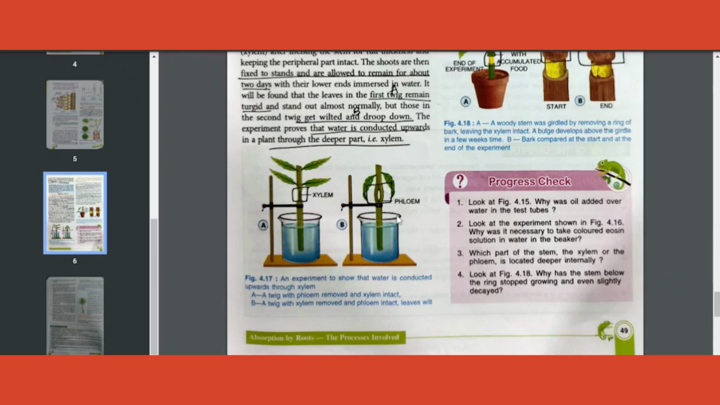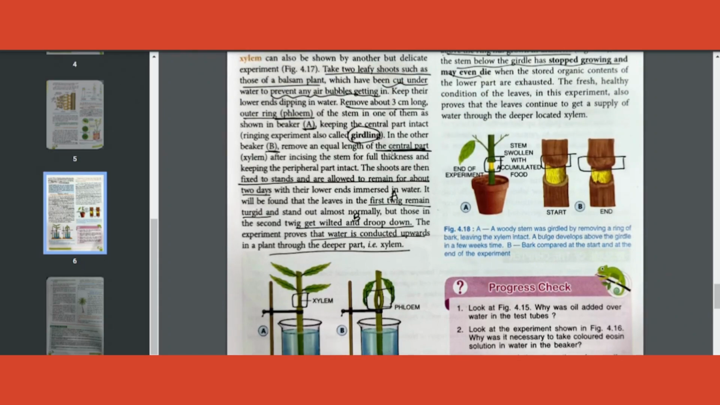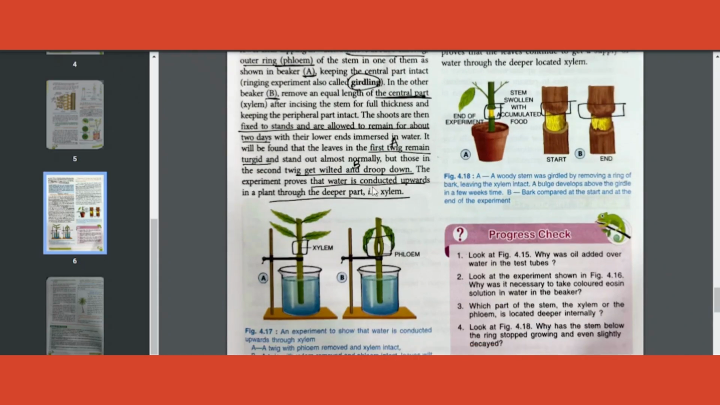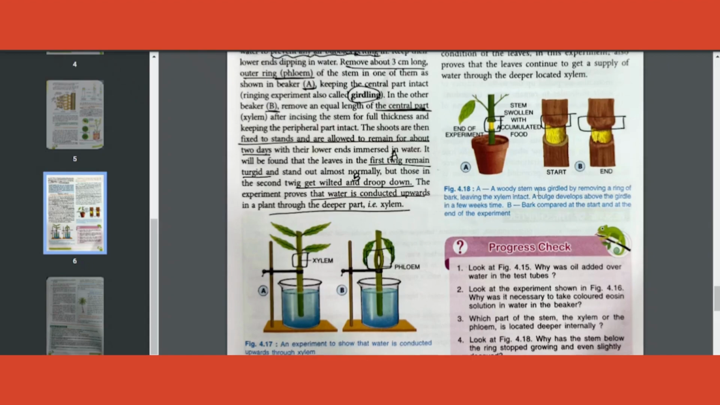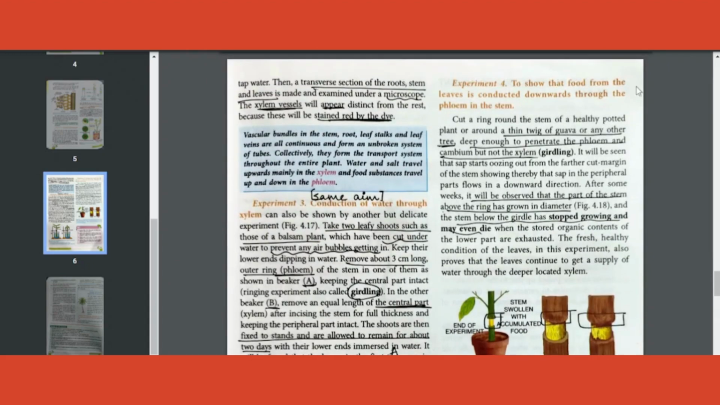All right, one more extra piece of information given in the textbook that you should know: whenever you carve out the outside part except for the central part, keeping the central part intact, you call that girdling. Girdling.